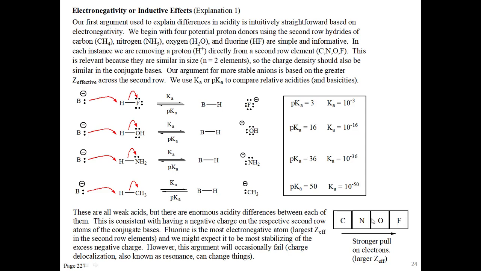So as we go across, it's pretty straightforward. It's just electronegativity, able to stabilize the minus charge better up here with the fluorine versus the oxygen versus the nitrogen and carbon.